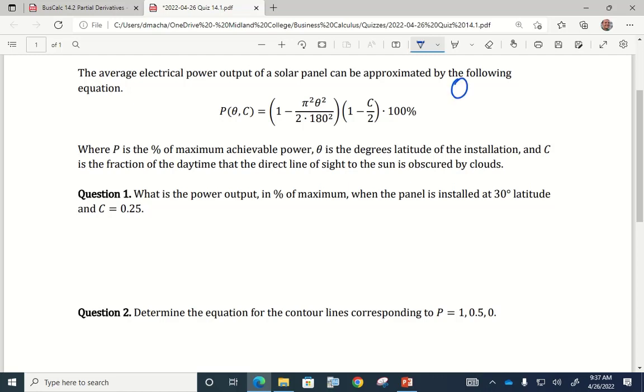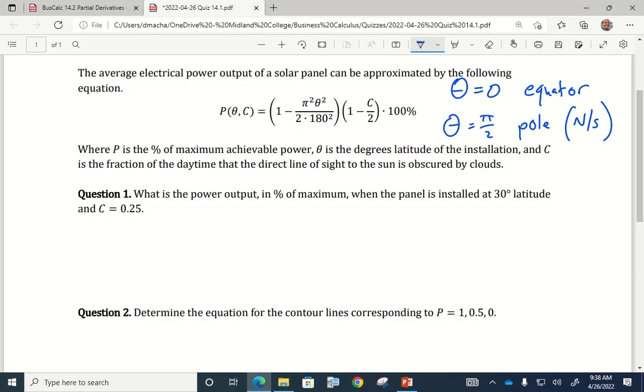I'll write that over here. So theta equals 0 would be the equator, and theta equals pi halves would be the pole, either north or south, doesn't matter. So the farther away you go from the equator, the less power your solar panel is going to produce. Solar panels are great for Mexico and the southern US, but if you were up in Canada, you're not going to get direct sunlight as much of the year because the earth makes you tilt away from the sun, right?